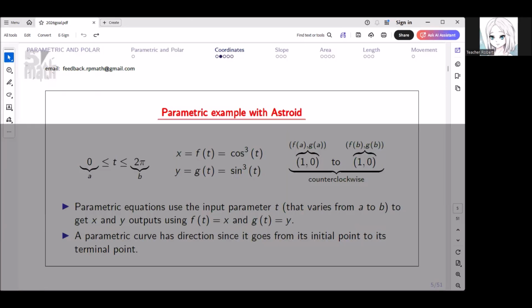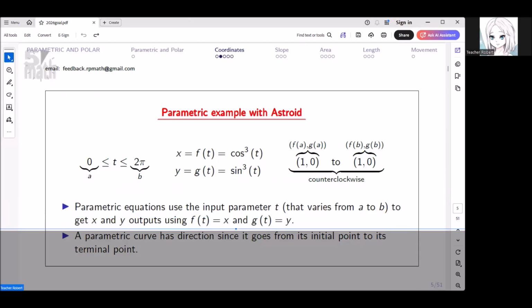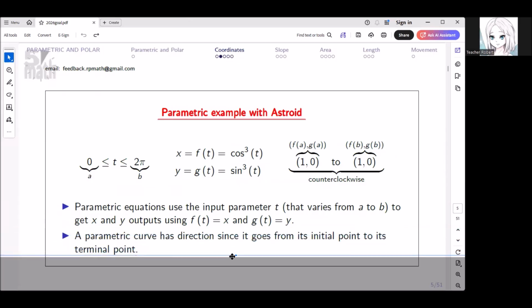Parametric example with asteroid. Parametric equations use the input parameter t that varies from a to b to get x and y outputs using f of t equals x and g of t equals y. A parametric curve has direction since it goes from its initial point to its terminal point.